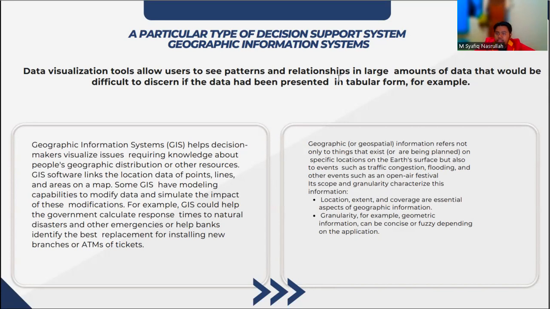Geographic or geospatial information refers not only to the things that exist or are being planned at specific locations on the Earth's surface, but also to events such as traffic congestion, flooding, and other events such as open-air festivals. Its scope and granularity, characterizing this information, like location, extent, and coverage, are essential aspects of geographic information. Granularity, an example of geometric information, can be concise or fuzzy depending on the application.